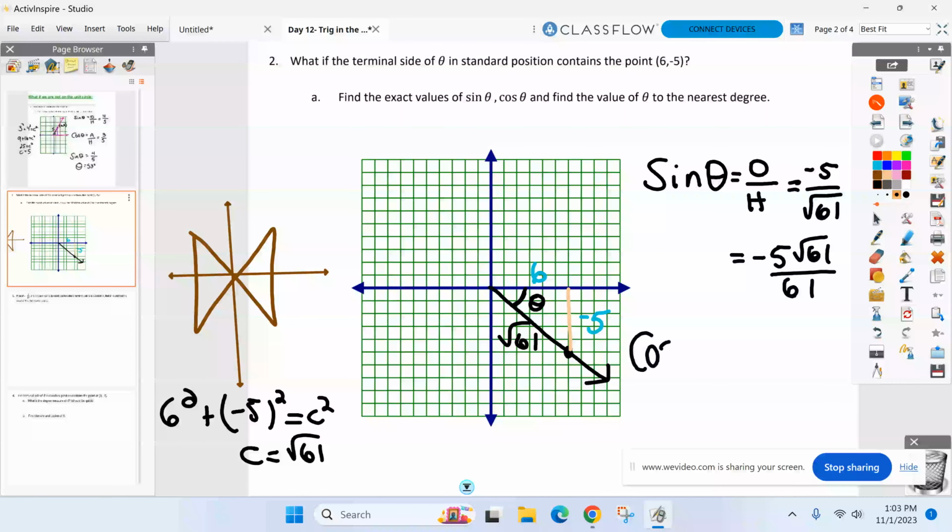Okay, how about cosine? Cosine? Adjacent over hypotenuse. Okay, what's adjacent? 6. 6 over radical 61. Again, I won't accept it with a radical in the denominator, especially when your calculator will just fix it for you. 6 square root of 61 over 61.